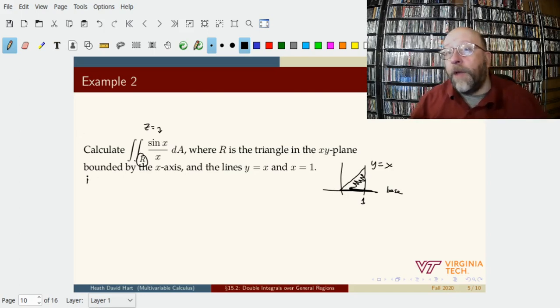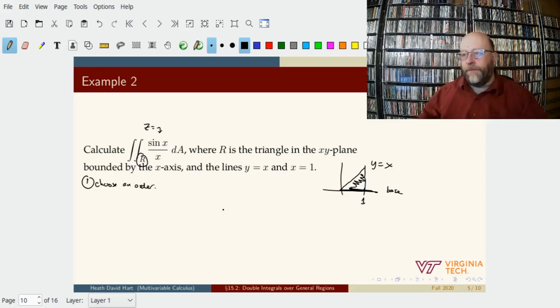So the first thing we have to do is we have to choose an order. Do we want to do dx dy or dy dx? And mathematically, there is no wrong answer. But when I look at this, and I think about what it takes to integrate sine of x over x, that's a messy integration by parts problem.